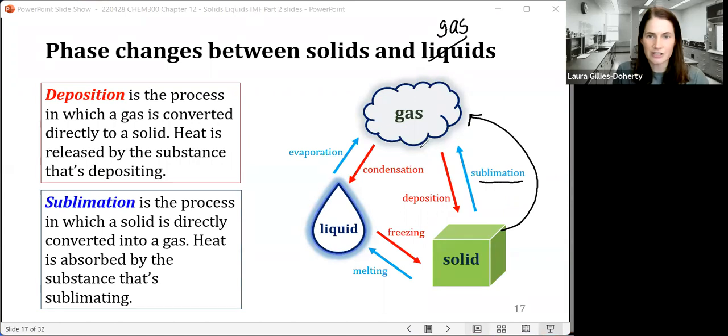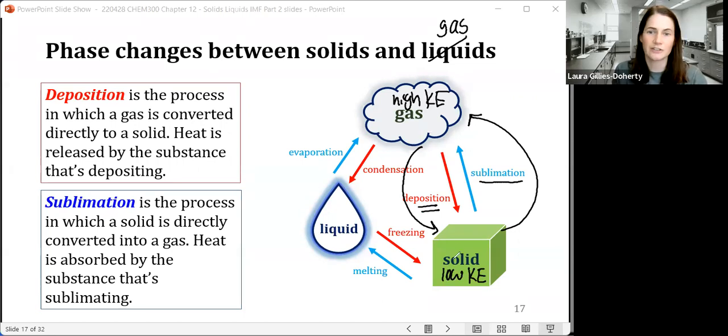And the opposite phase change, when a gas directly converts to a solid without turning into a liquid in between, that's called deposition. So deposition is the process in which a gas is converted directly to a solid. And during this process, heat is released by the substance. And we can relate that to the kinetic energy and the movement of the particles. Gases have really high kinetic energy, solids have low kinetic energy.